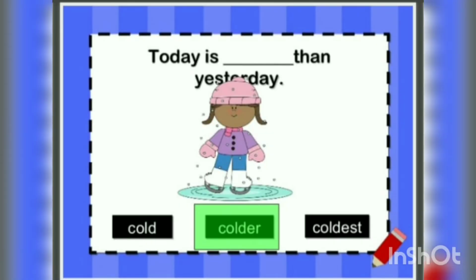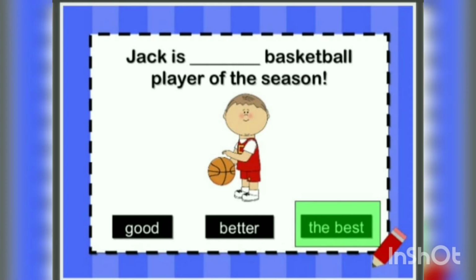Today is dash than yesterday. Cold, colder, coldest. The right answer is colder. Jack is dash the basketball player of the season. Good, better, the best. So what is the right answer? The best. I hope you got it correct.